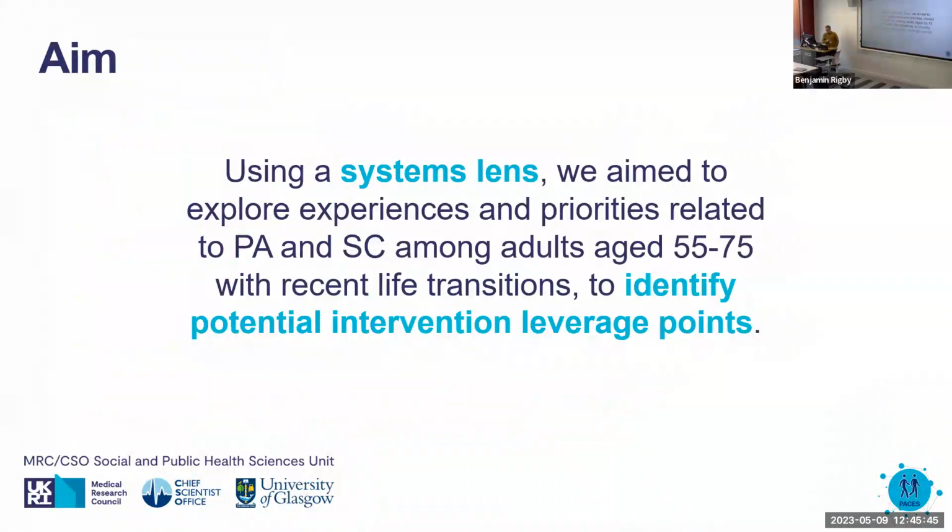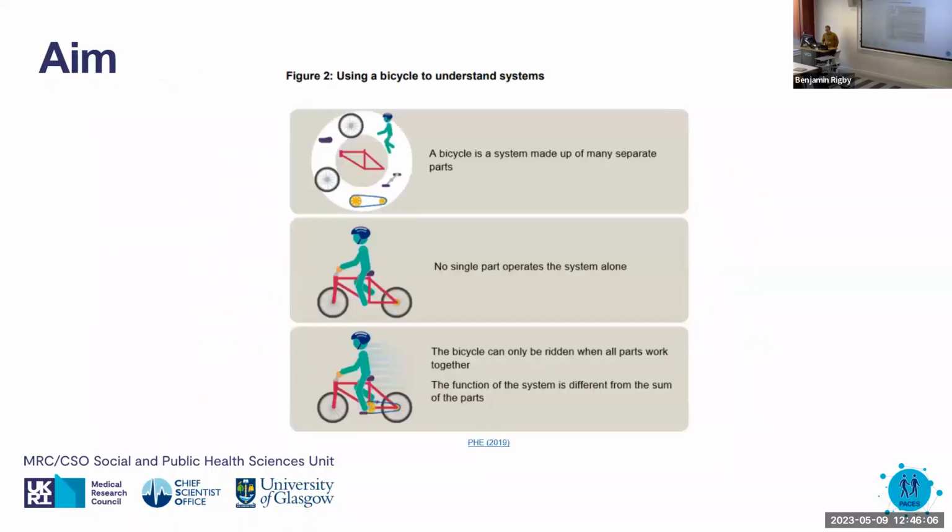So what we've aimed to do in this study is take that preventative angle, taking a systems lens, focusing on the experiences and priorities related to physical activity and social connectedness among adults aged 55 to 75 years, with recent life transitions, looking again at those potential intervention leverage points. There's been very little systems-related research in this area.